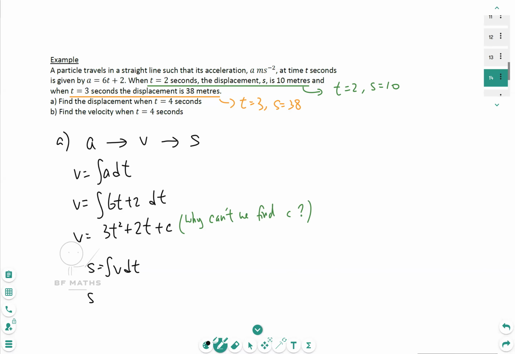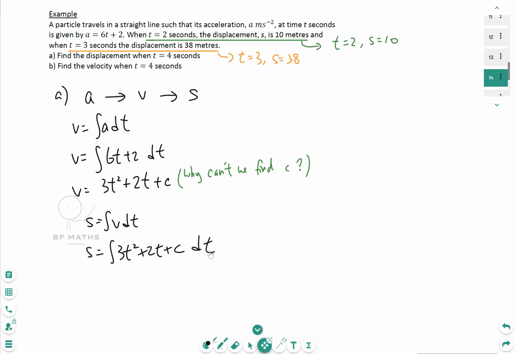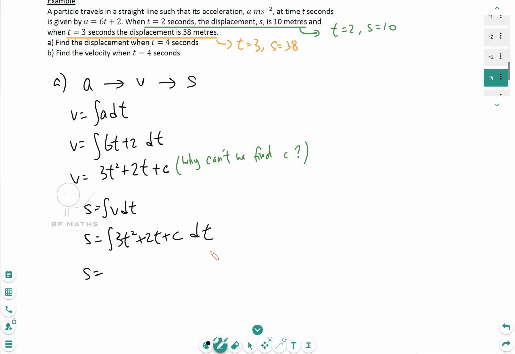So let's integrate. So s equals integrate 3t squared plus 2t plus c dt. So we integrate it. Then s equals, add 1 to the power, divide by new power. Now what about c? When you integrate c, it is a constant. So when you integrate a constant, you get ct. And then plus, normally we'll do plus c, but because we've used up c, let's use d. So let's simplify a little bit. T cubed plus t squared plus ct plus d.